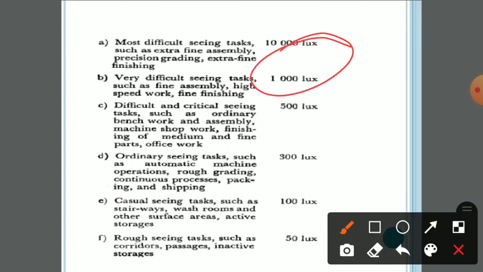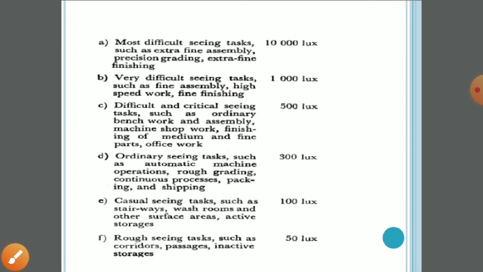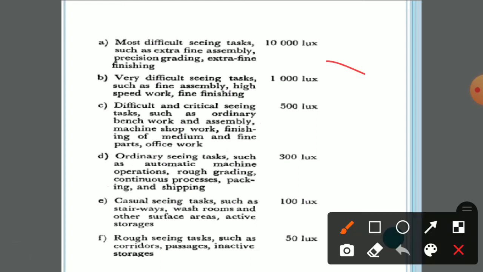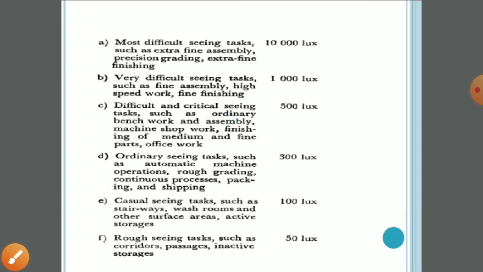Okay, then difficult and critical seeing tasks such as ordinary bench work and assembly, machine shop, the finishing of medium and fine parts, then work phase, require at least a minimum of 500 lux of illumination. Then ordinary seeing tasks such as automatic machine operations, rough grading, continuous process, and packing and shipping require at least 300 lux.